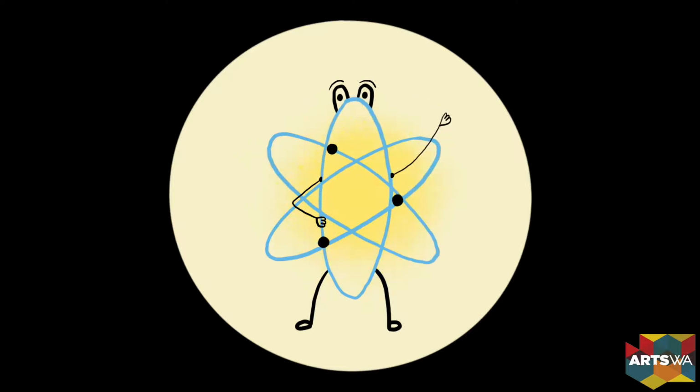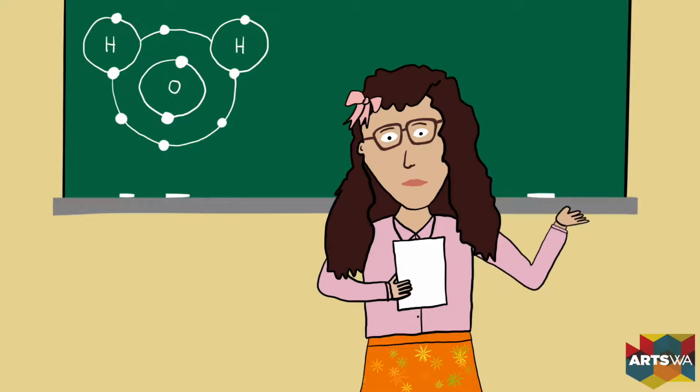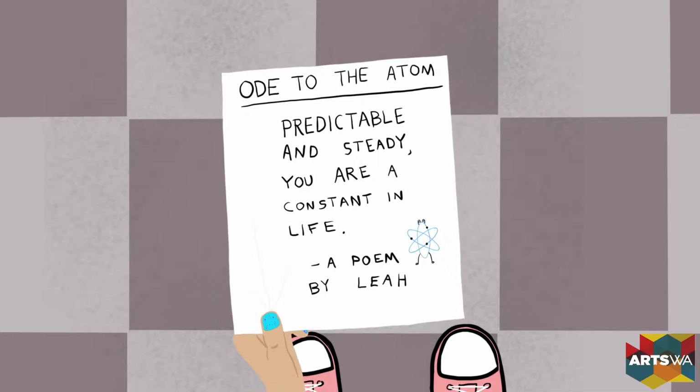A girl looks into a microscope and takes notes. In a circle, 3 overlapping ovals are like an atom with moving black electrons. Students who may never speak in class find themselves performing a poem. The same girl stands before the chalkboard with a sheet of paper in her hand. On the sheet, Ode to the Atom.